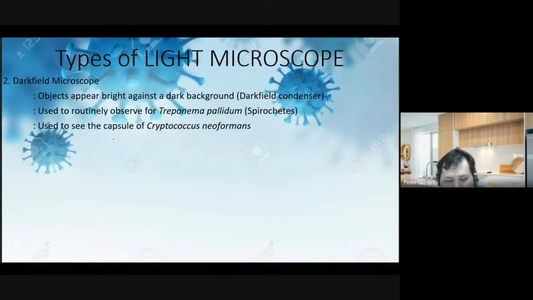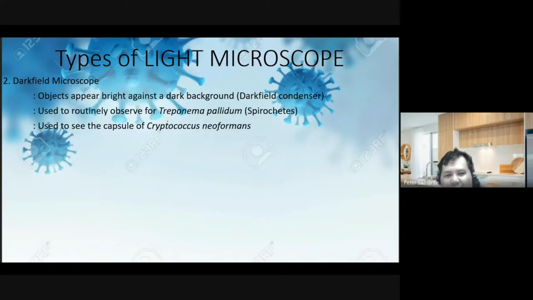Now, after your bright field microscope comes your dark field microscope. In this type of microscope, your object would appear bright against a dark background. This is because there is a dark field condenser. So, kabaliktaran naman, class, this is the opposite. Instead of a bright background against a colored or dark specimen, this time your specimen would appear bright or glowing. Not technically glowing, but just bright, against a dark background. Now, this is usually used to routinely observe your Treponema pallidum.